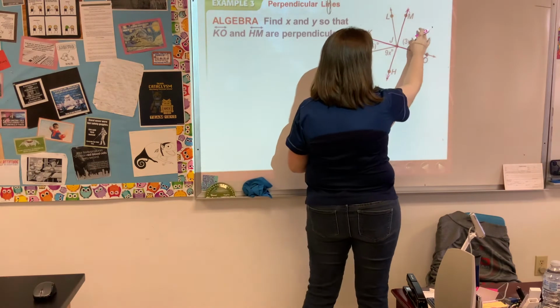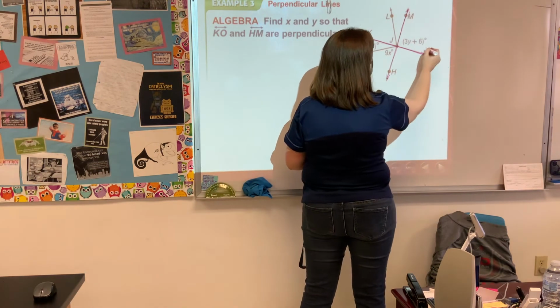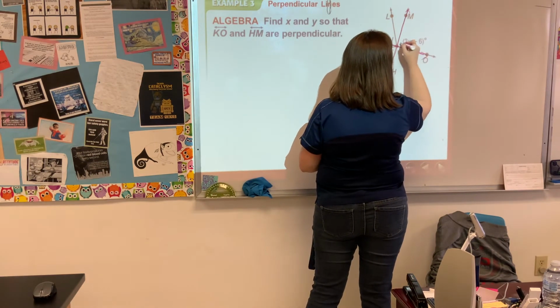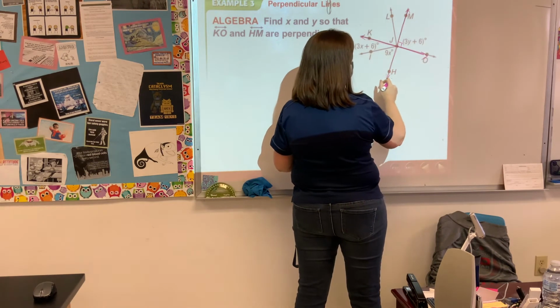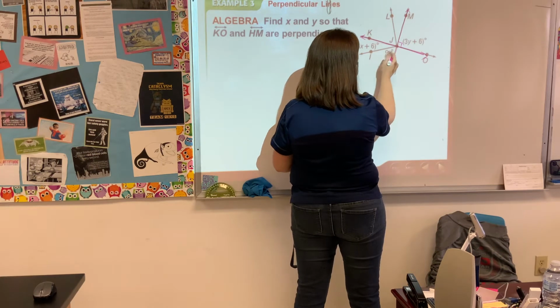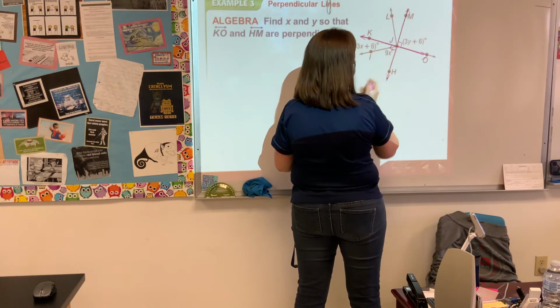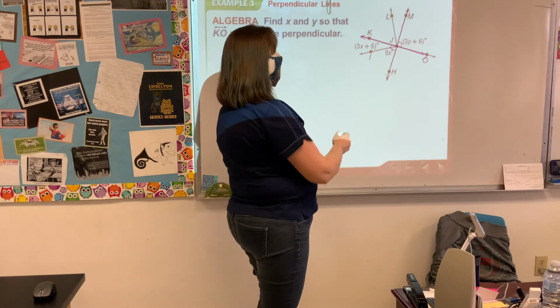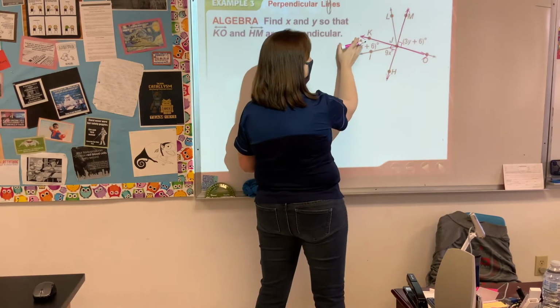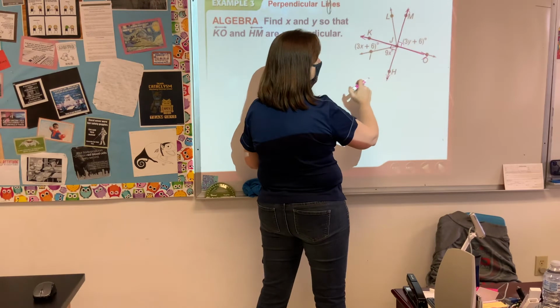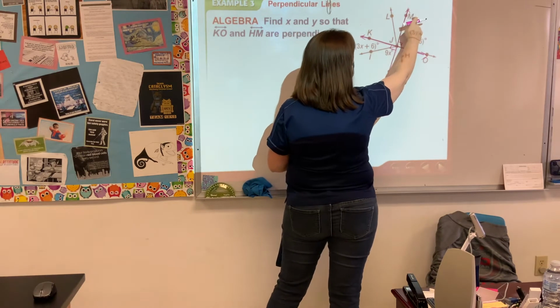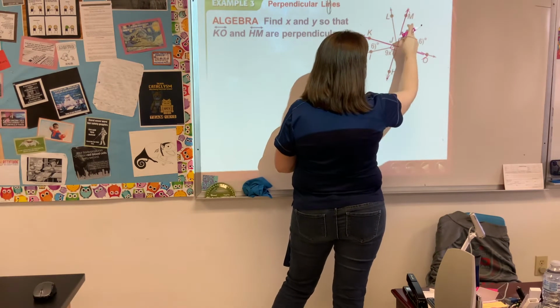Well, what that means is this here needs to equal exactly 90 degrees. Okay? This here, from here to here, is also going to equal 90 degrees. We're given some information about KJI and about IJH. Okay? And we are given information about MJO.